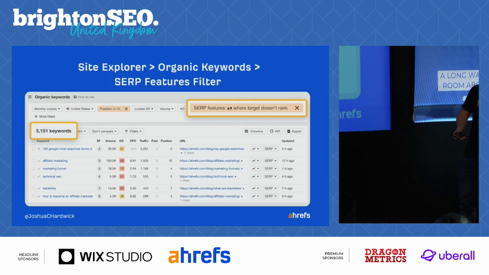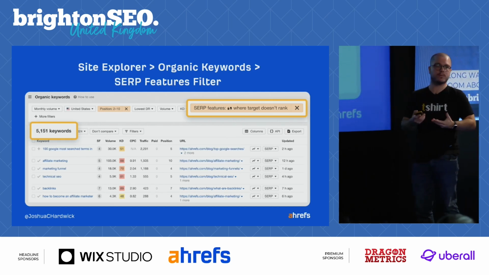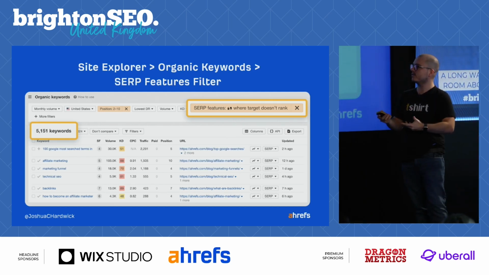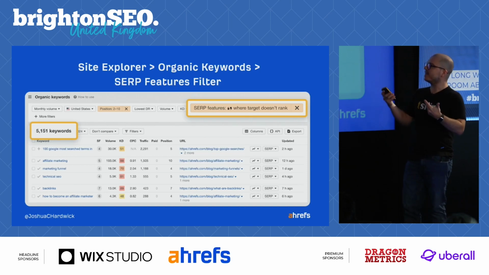So yeah, in that same report, the organic keywords report, this time if you use the SERP features filter, you can literally filter for the keywords that you rank for, where there is a snippet in the SERP, but you're not the person that owns it. Your website doesn't own that, right? So you can then start to think, okay, so Google's showing a snippet here, how can I appear in that?